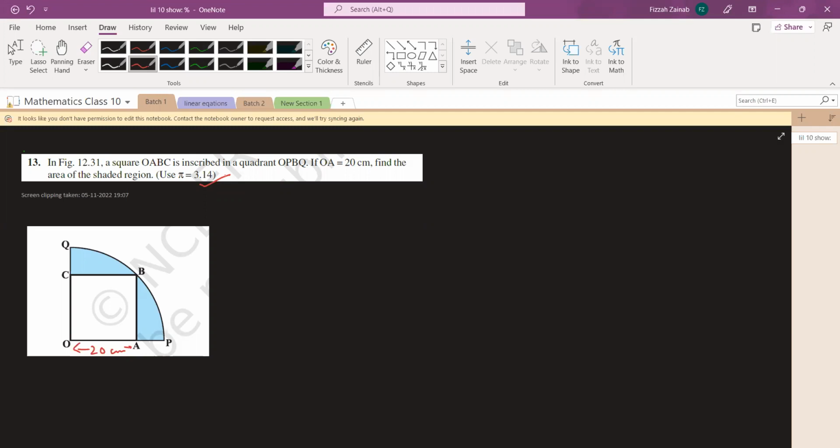Ma'am, is OA the radius? No, OA is not the radius, it's the side of the square, isn't it? Okay, so you don't know the radius here. So what will you do? Okay, so radius is not given. The square is inscribed in a quadrant. Find the area of the shaded region.